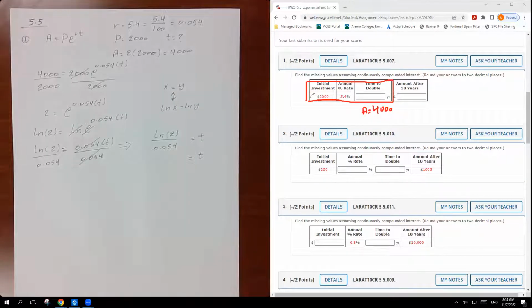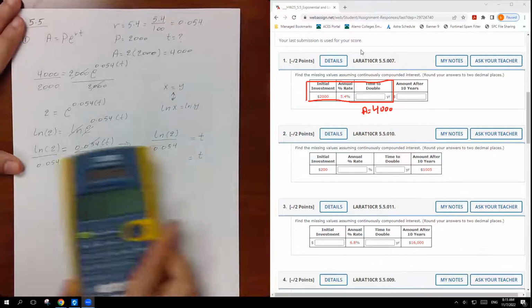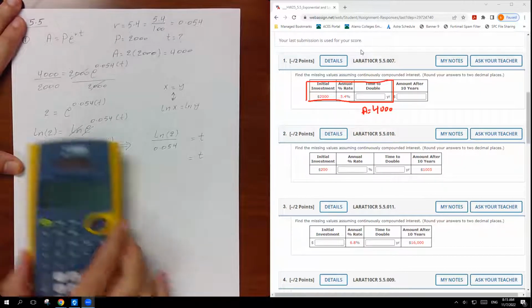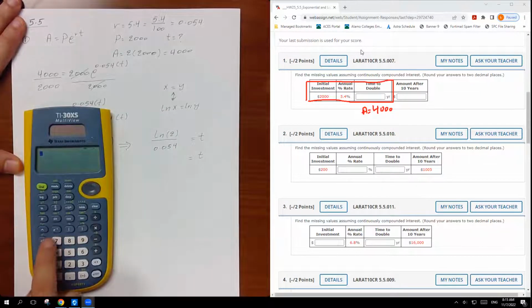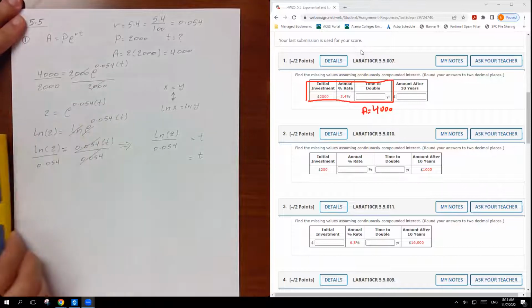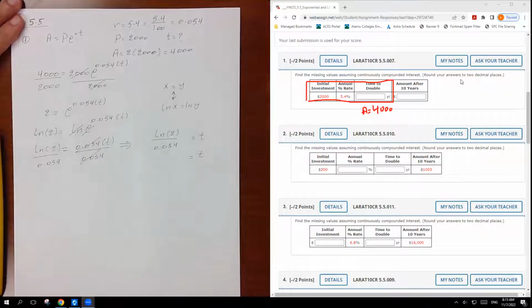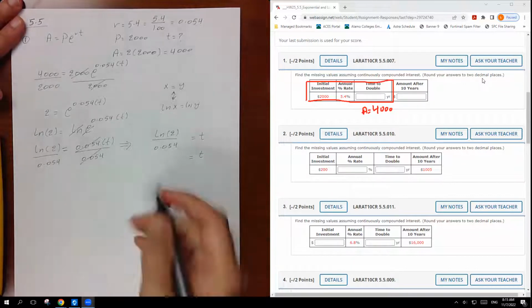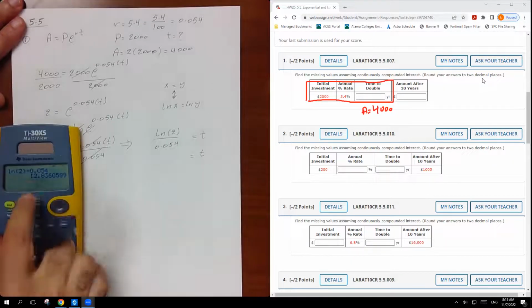That means our time is going to be equal. So let's check how much it's going to be. I think I have a calculator here, I can use it. It's going to be ln 2, close the parentheses, divided by 0.054. It's going to be 12.83. They ask you to round your answer to 2 decimal places. So our time is going to be 12.84.